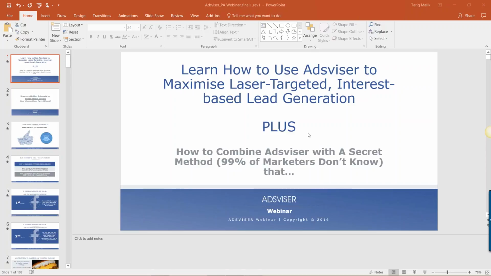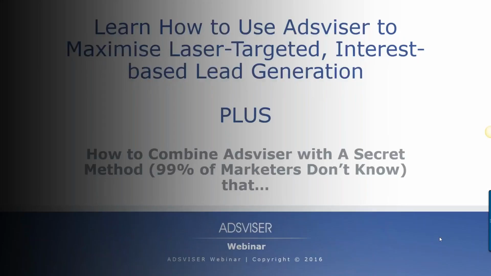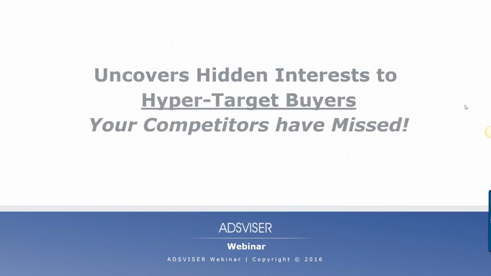Plus, we're going to show you how you can combine Adsviser with a secret method only 99% of marketers do not know at the moment. There's the 1% that do know, and we want to make sure that you're the 1%. I'm just going to maximize my slides here so that everyone can see. Okay, and basically what that'll allow you to do is uncover hidden interests where you can hyper-target buyers as well. The method that we're going to give you, you'll be able to adopt straight away into your campaigns as soon as this finishes.